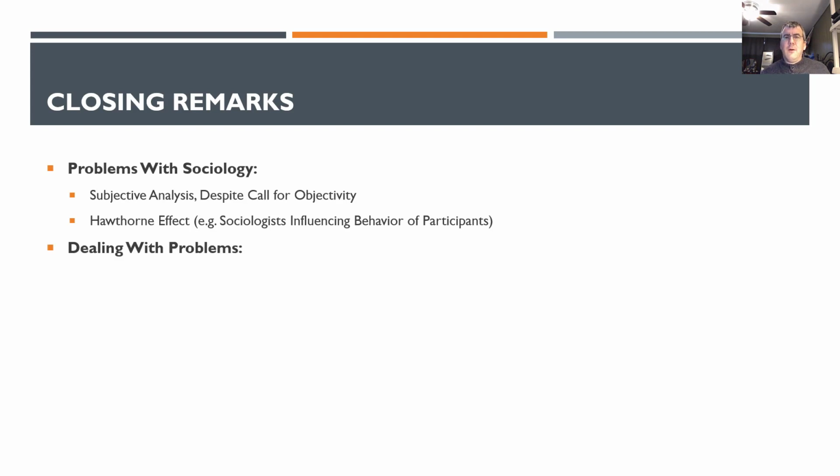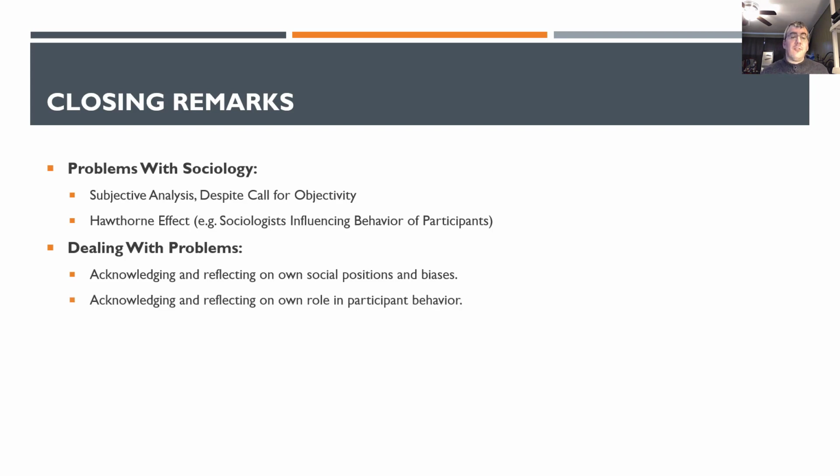But these problems are dealt with. They're acknowledged by sociologists and they're dealt with. What we need to do is acknowledge and reflect on our own social positions and biases when carrying out these studies, acknowledge and reflect on our own role in the participants' behavior, and acknowledge and reflect on anything else that might impact the study. The best way to deal with such problems is to acknowledge and reflect on them, not only internally but also externally, with the written reports that we write.